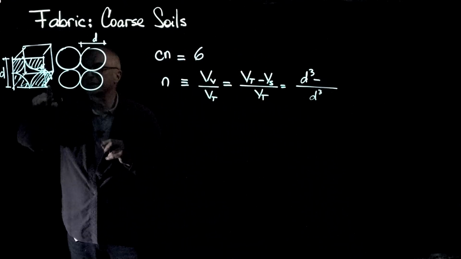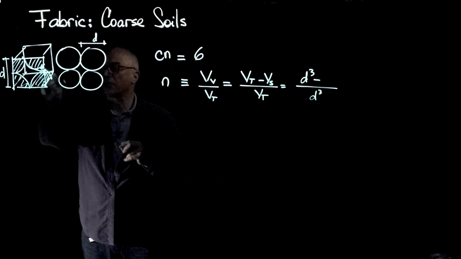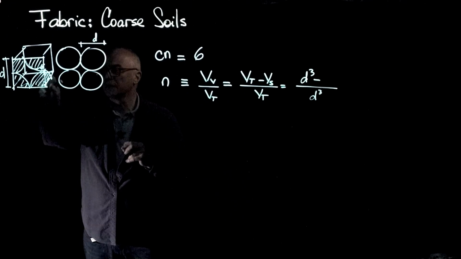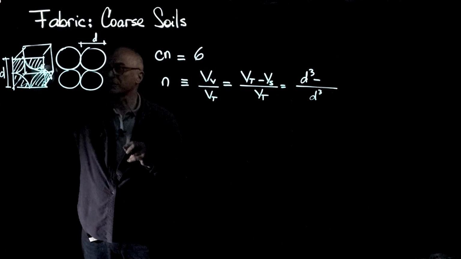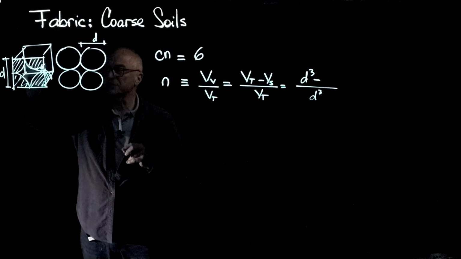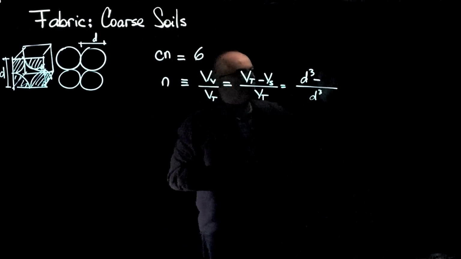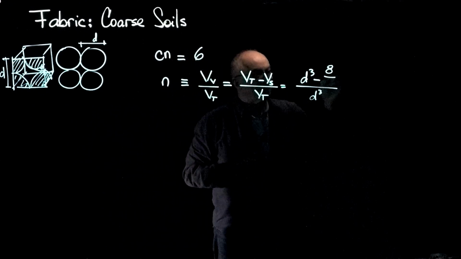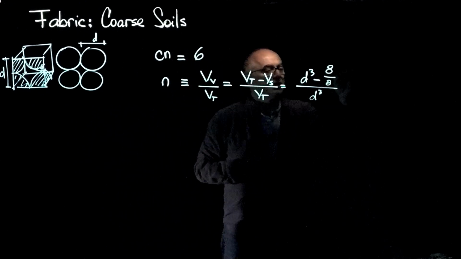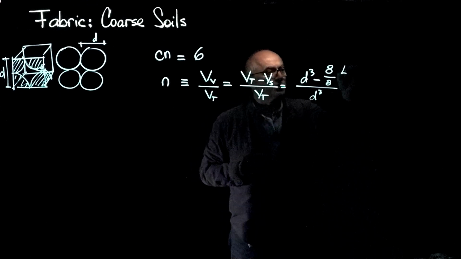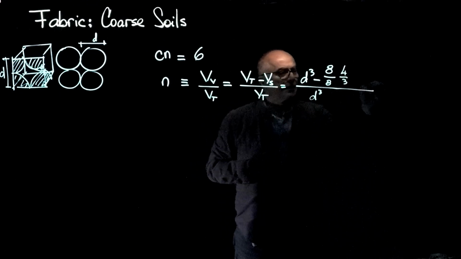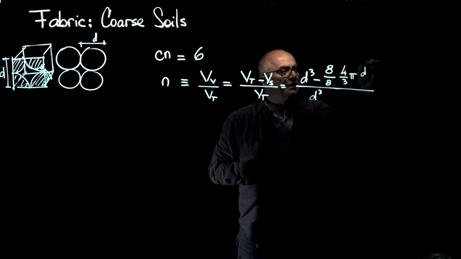Now notice that at each corner I have an octant of a particle, and there are 8 corners in this simple cubic repetitive unit. Therefore, I have 8 octants, so it's 8 times 1/8 of the volume of a particle, which is 4/3 pi r cubed, over d cubed.